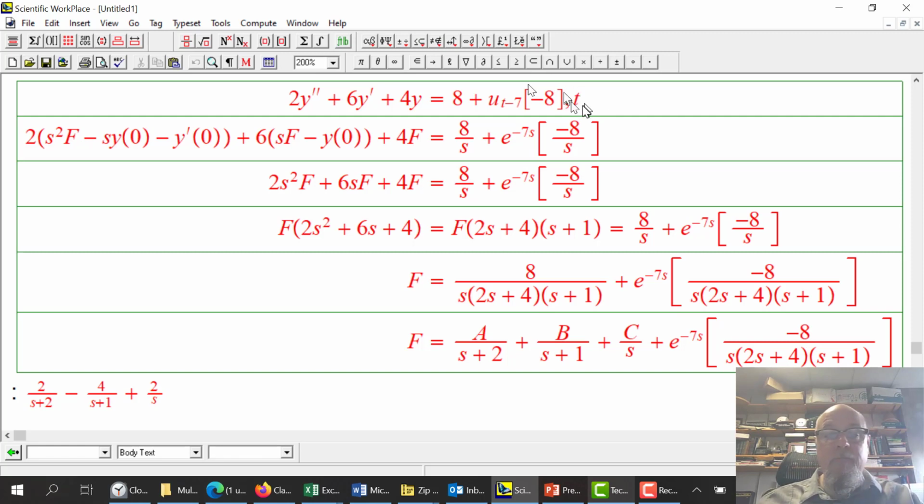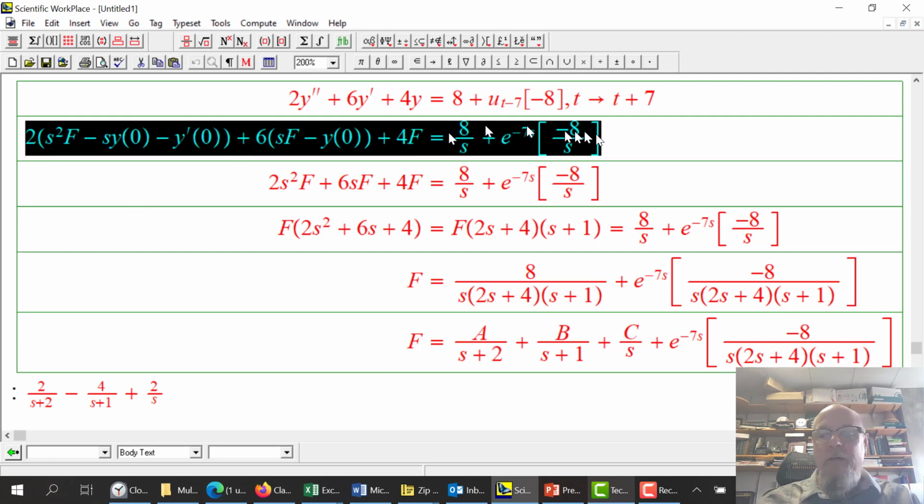Everywhere there's a t, I want to put a t plus 7. Okay, there is no t, so I can't put a t plus 7, but I still should be thinking about that in case there's a t. After I've replaced all the t's with t plus 7, then I take the Laplace transform of it. So now I'm taking the Laplace transform of minus 8. That's minus 8 over s.